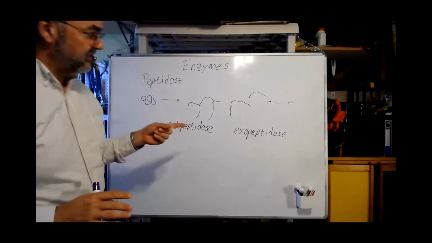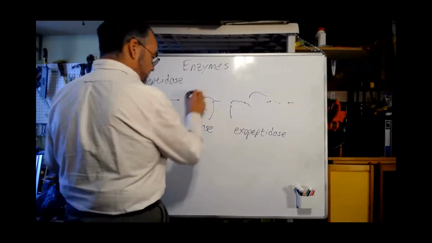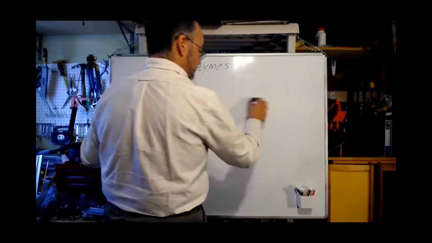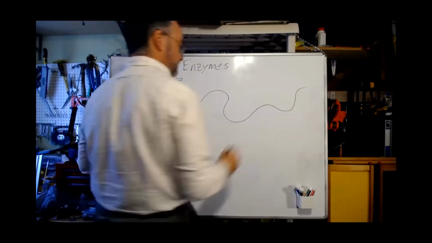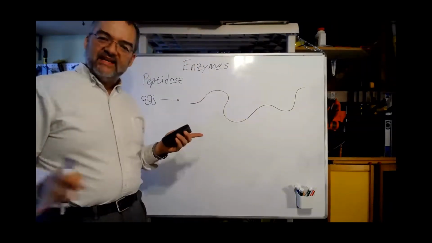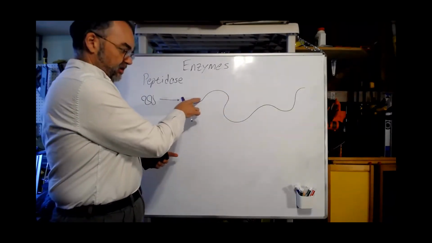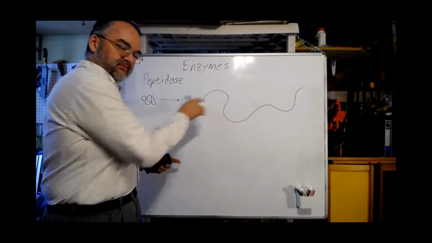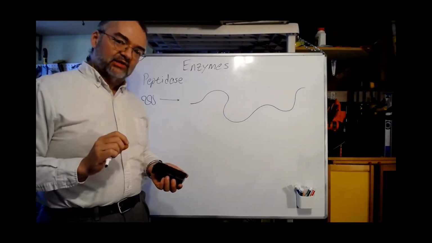Now, take a look at something on this one. So imagine that we've got a long, unfolded amino acid chain. Now you might say, why do we need an endopeptidase? That's got ends. Can't we just let an exopeptidase come along and chew through that and break it up along the way? We could, but that would take kind of a long time.